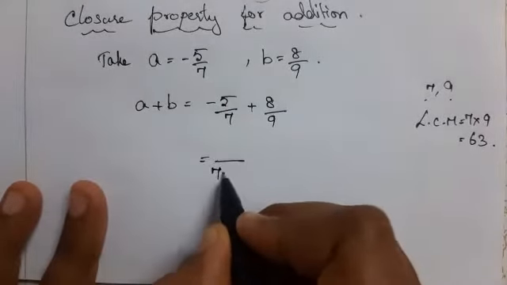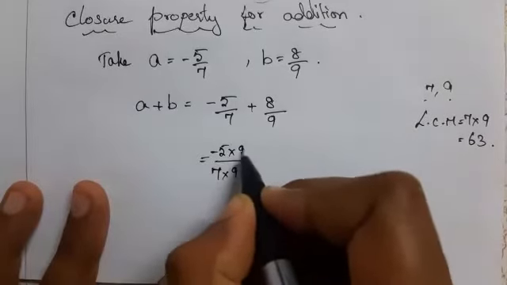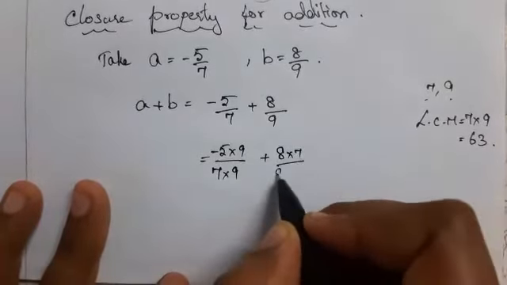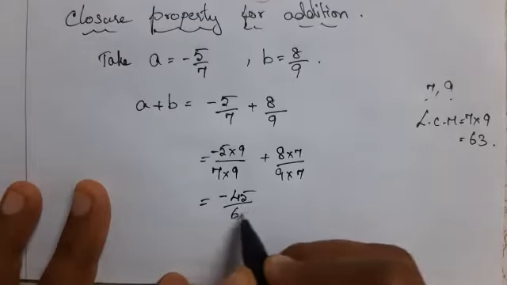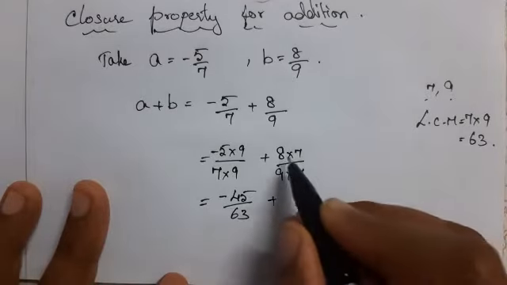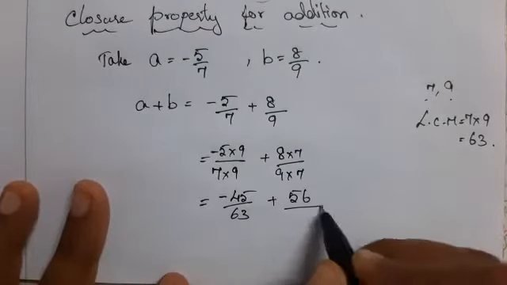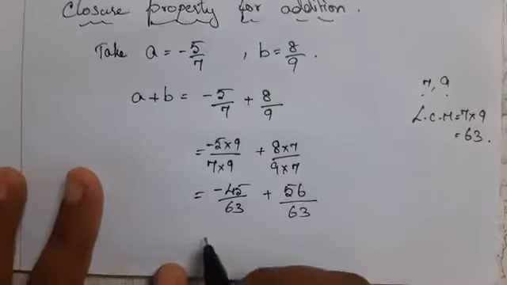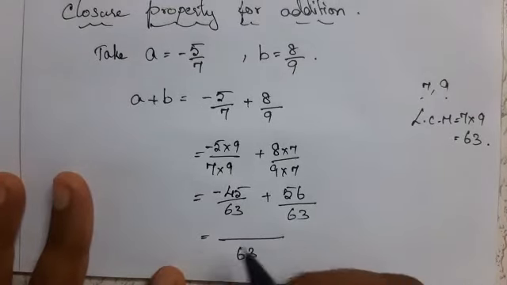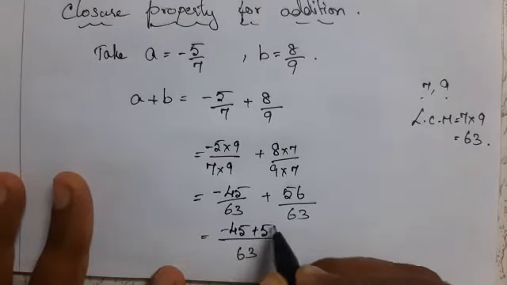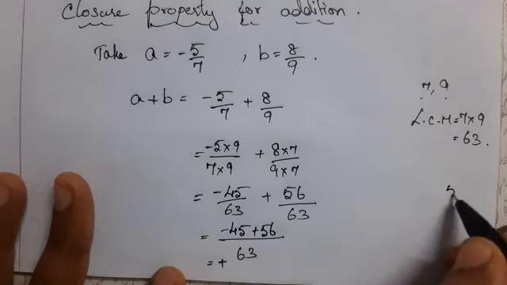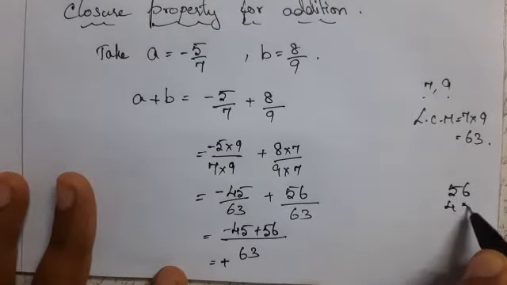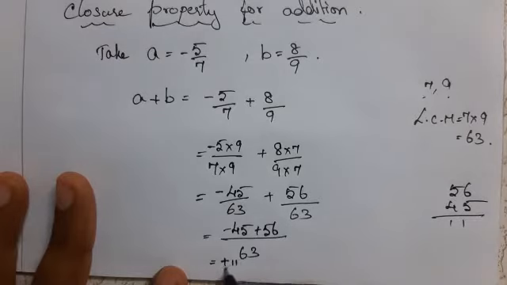Change the 7 into 63: 7 into 9, so -5 into 9, and 9 into 7, so in the numerator 8 into 7. -45/63 plus 8 sevens are 56/63. Now the denominators are equal: 63, -45 plus 56. Both the signs are different, so put the bigger number's sign and find the difference. Plus 56 minus 45, that is 11. 11/63, also a rational number.